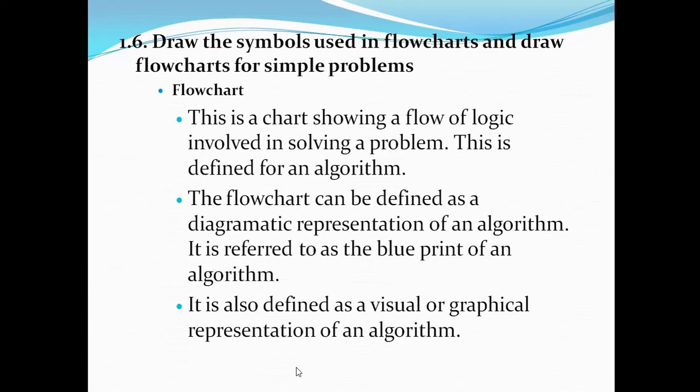This is defined for an algorithm. Every algorithm has a flowchart. A flowchart can be defined as a diagrammatic representation of an algorithm. This is the definition: a flowchart is the diagrammatic or pictorial representation of an algorithm. The algorithm is shown in pictures, which we call the flowchart, and it is referred to as a blueprint. A flowchart is a blueprint for an algorithm.